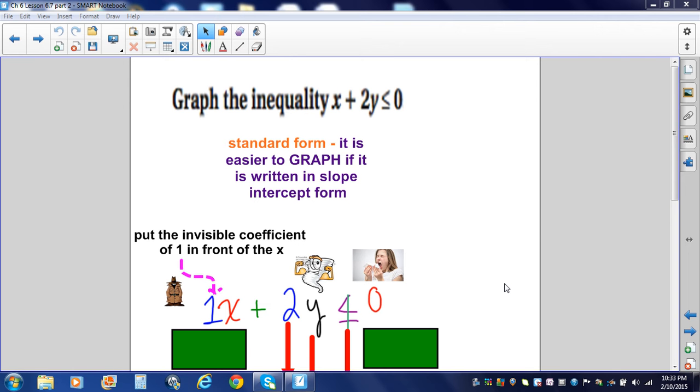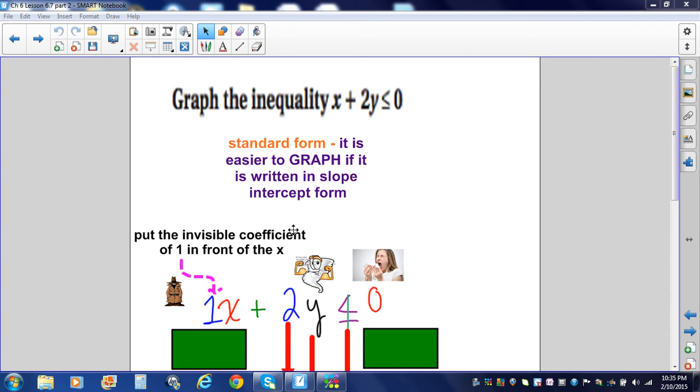The first thing I notice is that this inequality is written in what we call standard form. How do I know it's written in standard form? Because the variables are on both sides of the inequality, and x is positive. It is much easier to graph the inequality if it is written in slope-intercept form, y = mx + b.